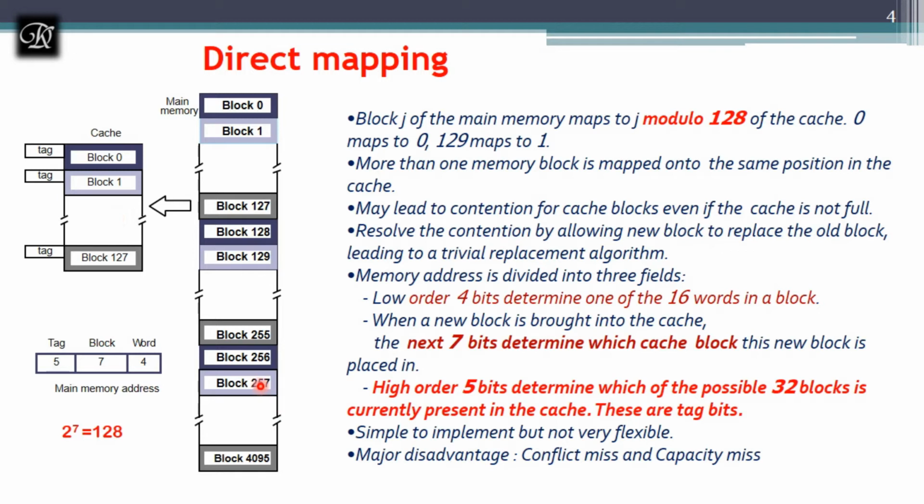It is not flexible. It suffers from a major disadvantage called conflict miss or capacity miss. It means even though there are empty spaces in the cache, I will always be targeting only one respective block and always try to access only that. Even though the remaining blocks in the cache are free, I will not use them. With an example I will explain in the next slide.